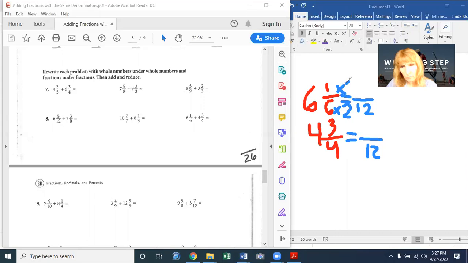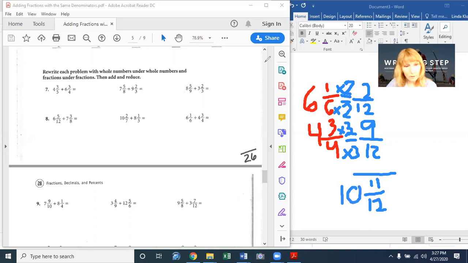1 times 2 is 2. 4 times what gives me 12 on the bottom? 3. 3 times 3 over here. 3 times 3 is 9. Now I add: 9, 10, 11, 12. And that one doesn't have to be reduced, does it? No, it's got an odd number on top and an even number on the bottom. And don't forget to add your whole numbers. 6 plus 4, 10. So the answer then is 10 and 11/12.